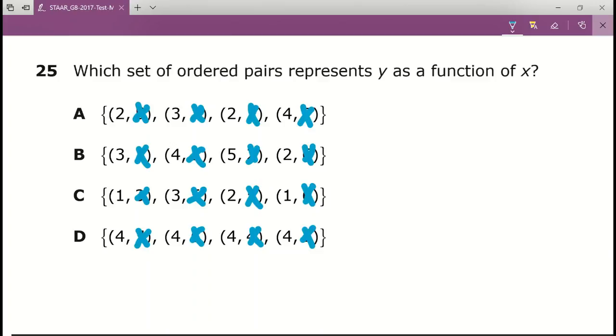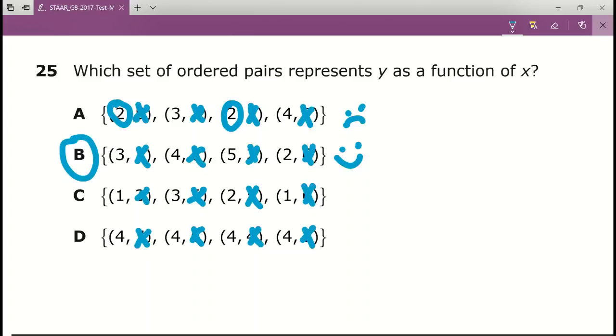Alright, what's left for us is to look at the x's. Again, we're trying to find which one is a function, so we're looking for the one that does not repeat any x's. Here, choice A, we have this 2, then we look and we have another 2. So nope, not choice A. Here, we have a 3, a 4, a 5, and a 2. We do not have any number that repeats, so this one is our function.